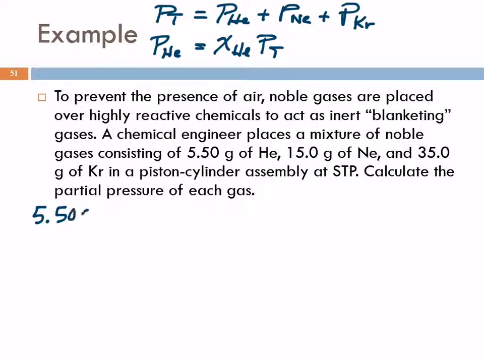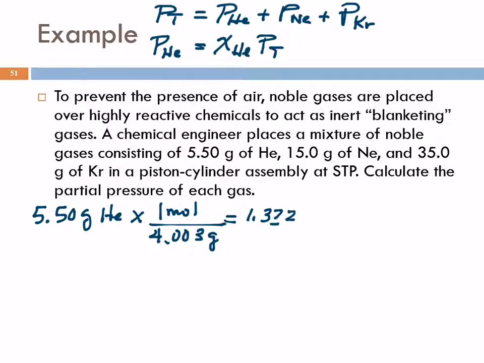5.50 grams of helium. That's not an H, helium. And we look up the molar mass of helium: 1 mole per 4.003 grams. 5.5 divided by 4.003 is 1.3723 moles. That's the moles of helium.